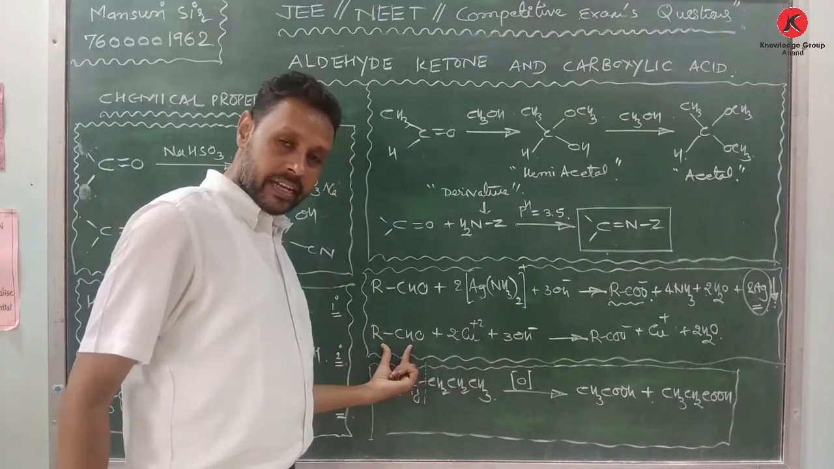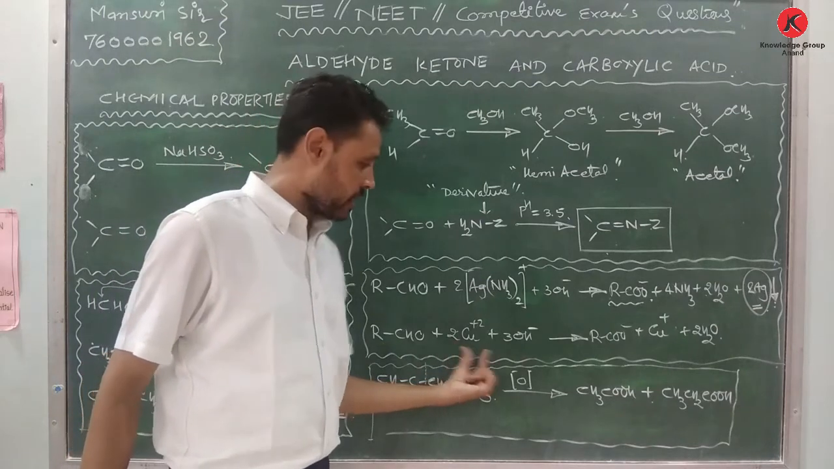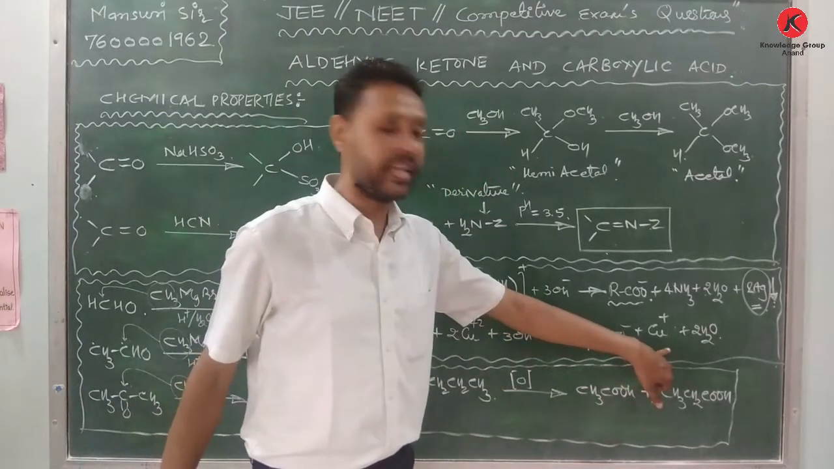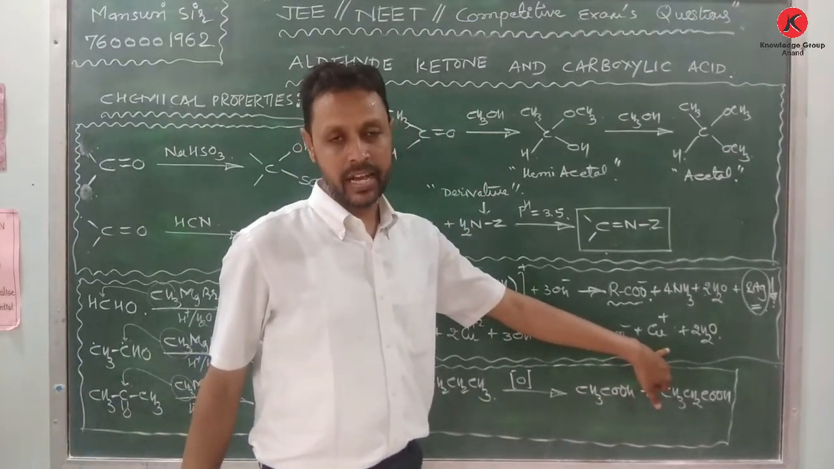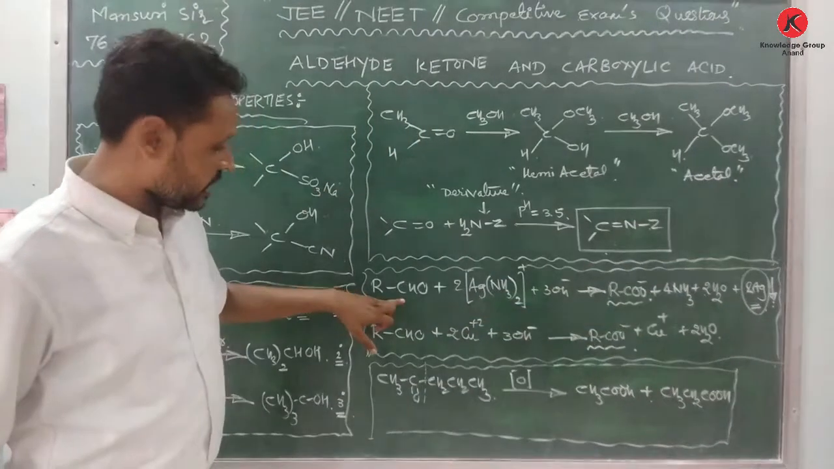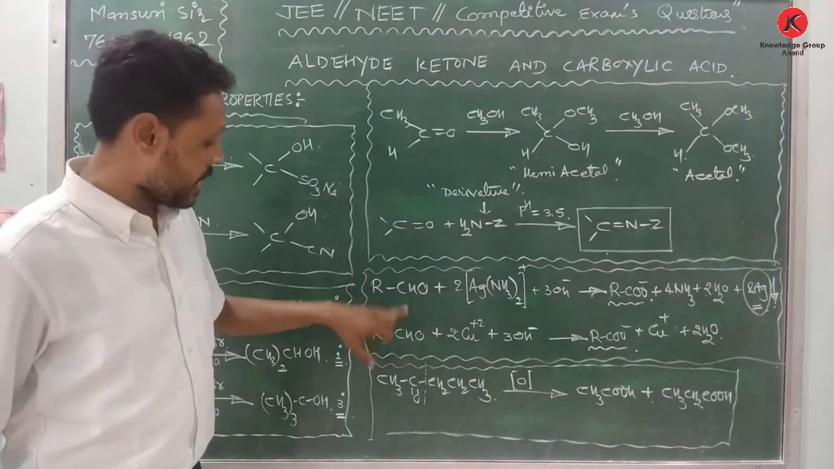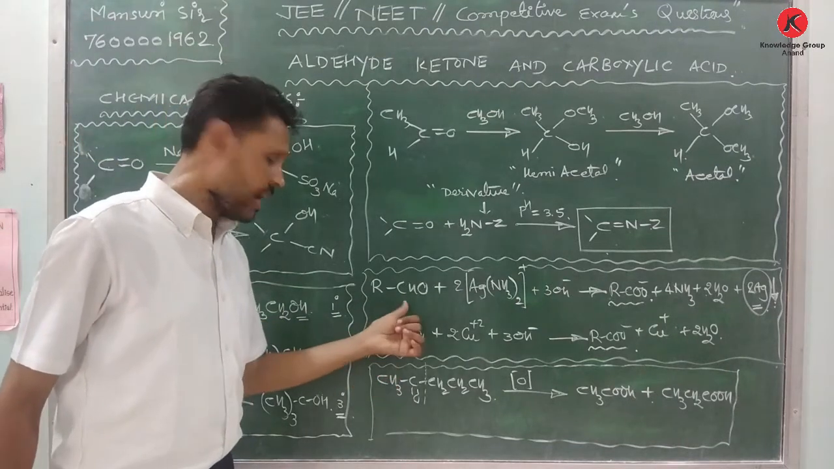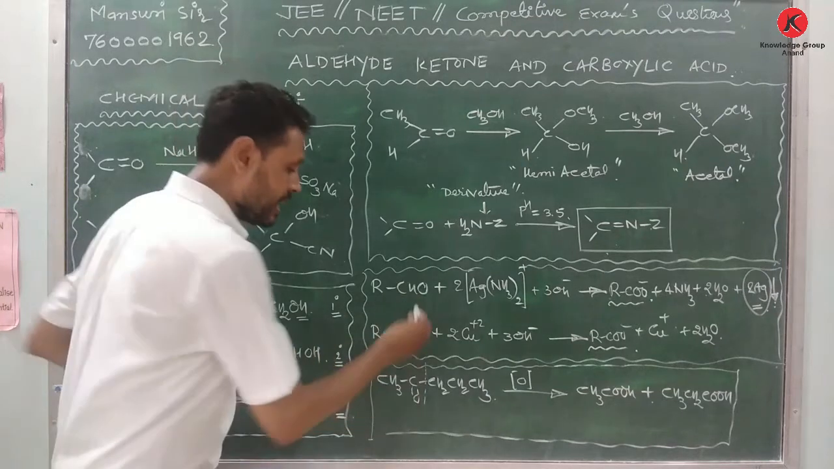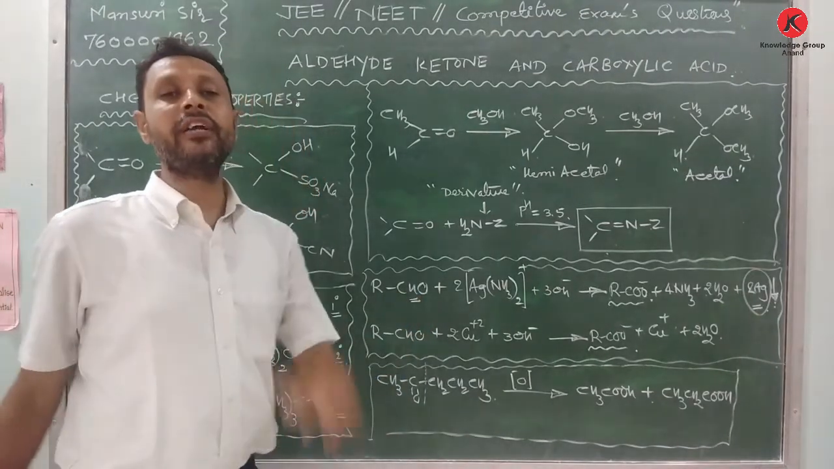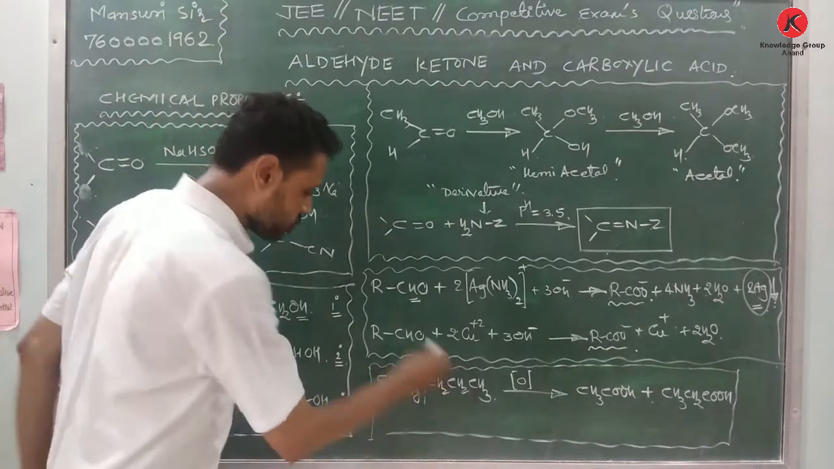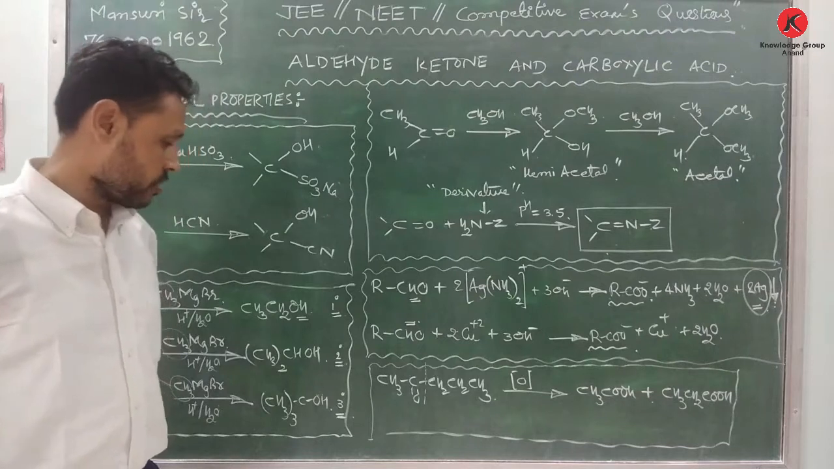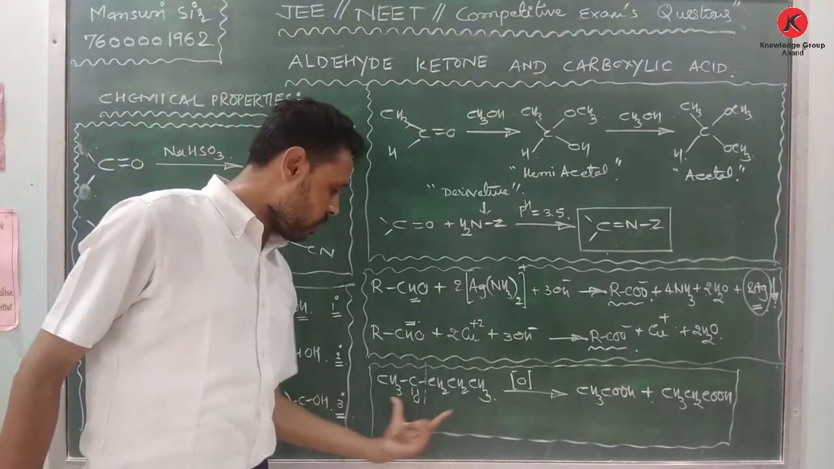When aldehyde reacts with Fehling's solution, then carboxylate ion is formed and red precipitates of cuprous oxide are formed. So this reaction is known as Tollens reagent test and this reaction is known as Fehling reaction. Now in this reaction aldehyde gives this test, ketone does not give this test. Here also aldehyde gives this test, ketone does not give this test.